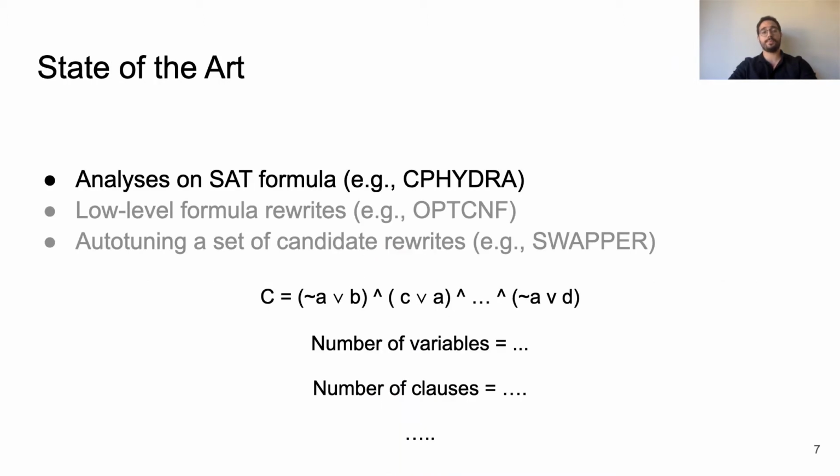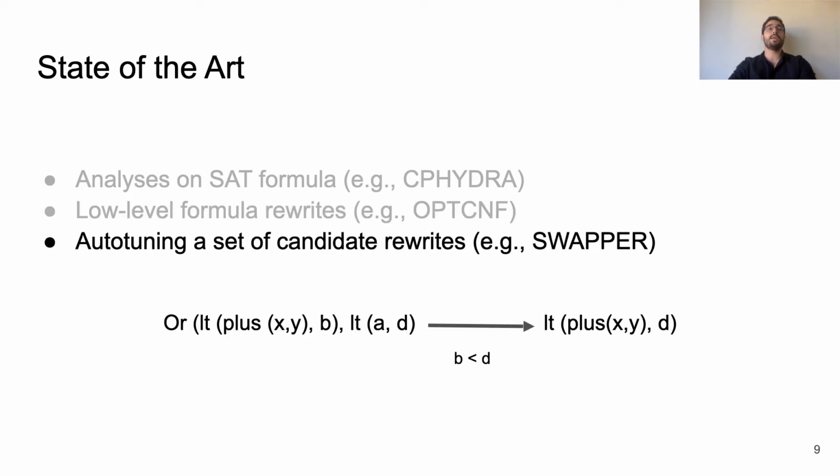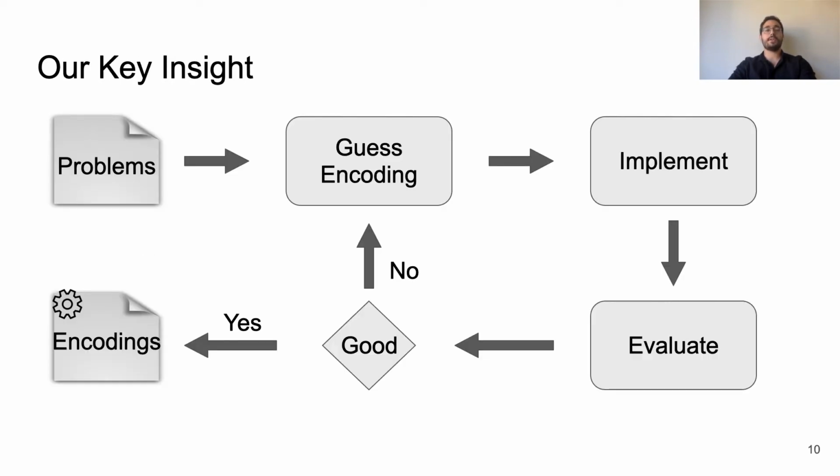There is a lot of work on analyzing and optimizing the SAT formula, such as extracting features to select the best SAT solver or tune the SAT solver. There are also works that find the commonly used patterns in the formula and try to rewrite and optimize those patterns. And lastly, there are tools that auto-tune a set of rewrite candidates. All the previous works assume that the encoding of the problem domain into a formula is done by the user. We hypothesize that instead of optimizing the encoded formula, if we tune the entire encoding process, we can get a better performance improvement.